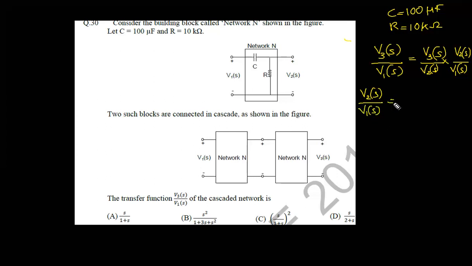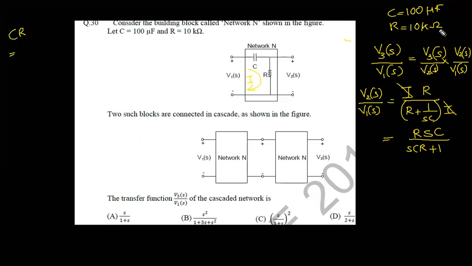V2 of S by V1 of S equals, V2 is the voltage across this resistance, that is I into R, divided by, I am marking the current as I, I into the total resistance, that is R plus 1 by SC, right? Cancelling I and I, we obtain R. I am multiplying both the numerator and denominator by SC, so SCR by SCR plus 1. Now we can check what is SCR or CR.